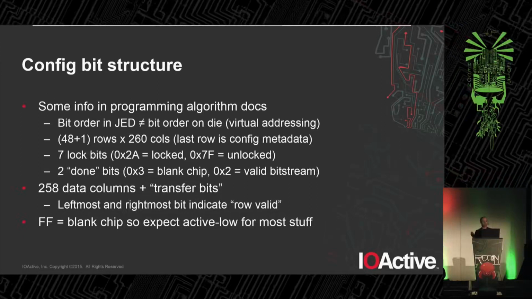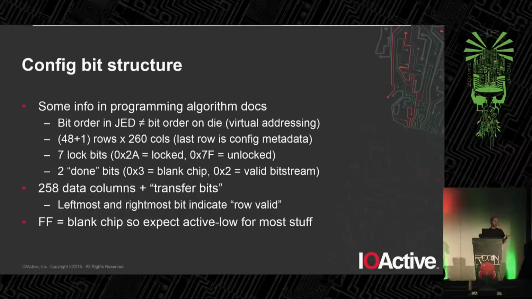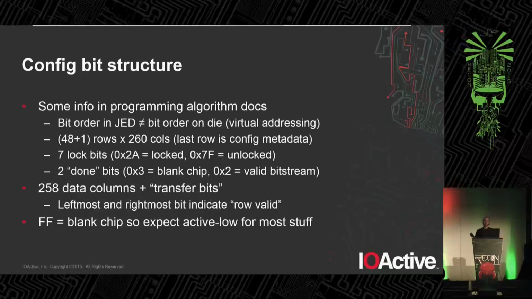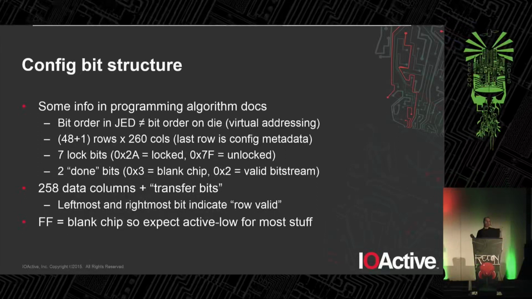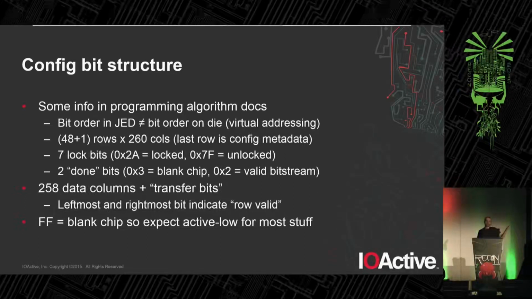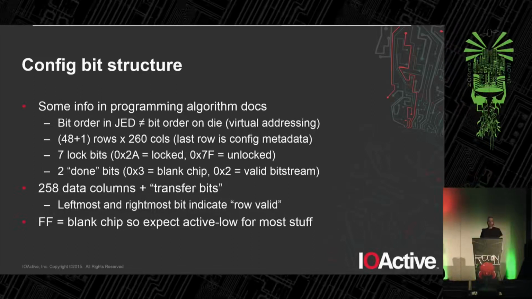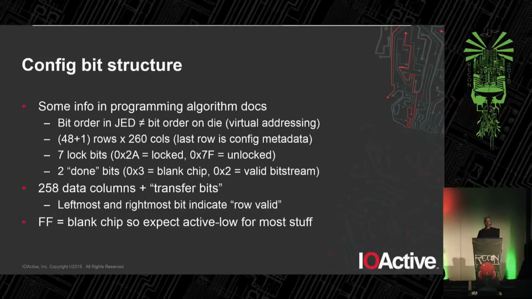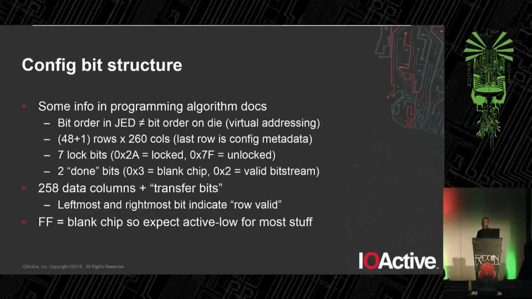Luckily, they do sort of document this. There's a big Excel file they publish to people who are making programming adapters that is just a big grid of output and input and just has an entry at each cell. It says, okay, which config bit from the JED file goes at this physical address? So it doesn't really tell you much about how the chip is put together. The actual structure is 48 rows by 260 columns. There's one extra row full of configuration metadata. I'll get to that later.